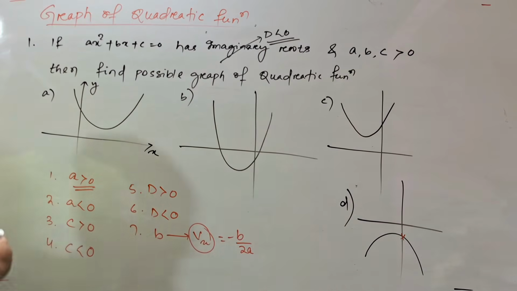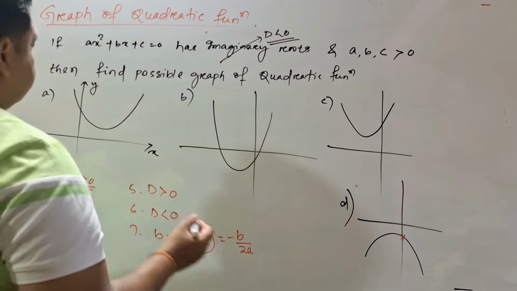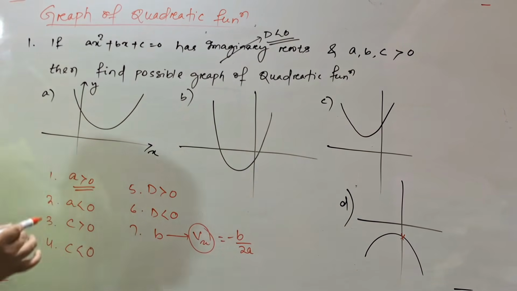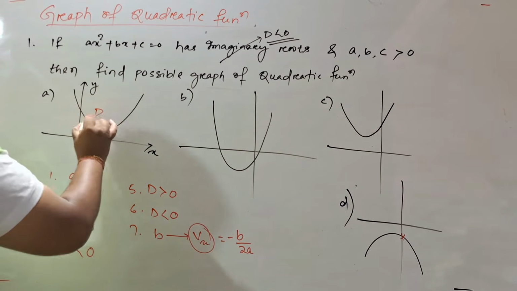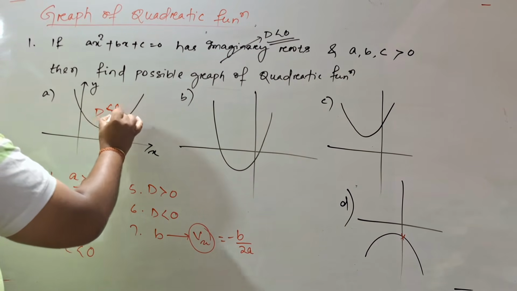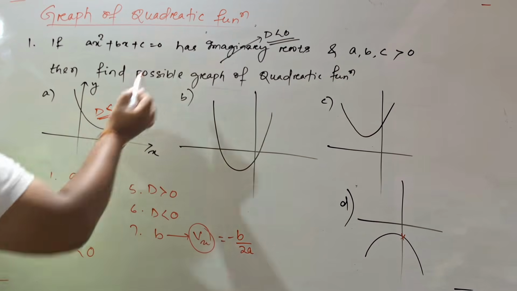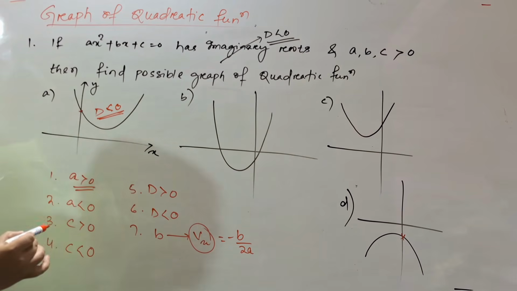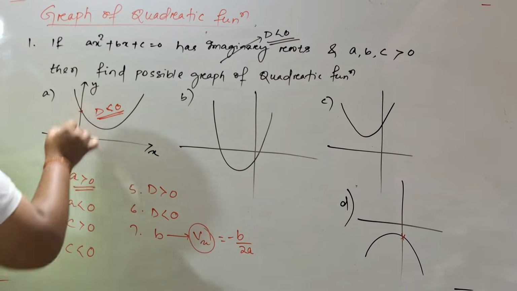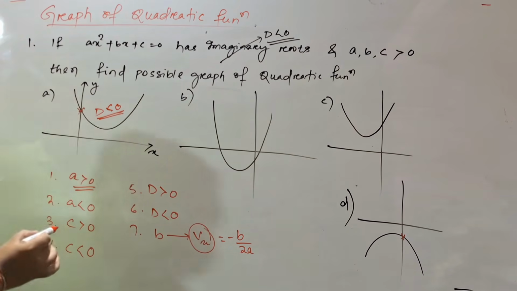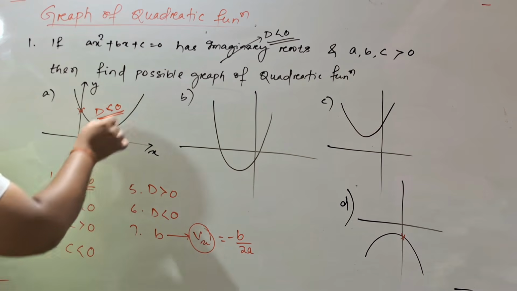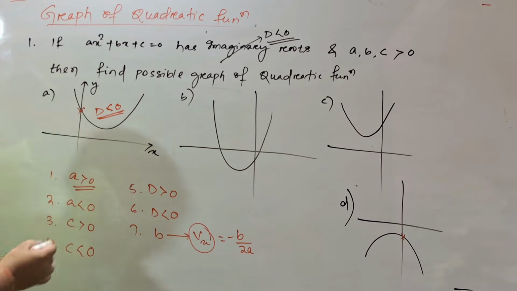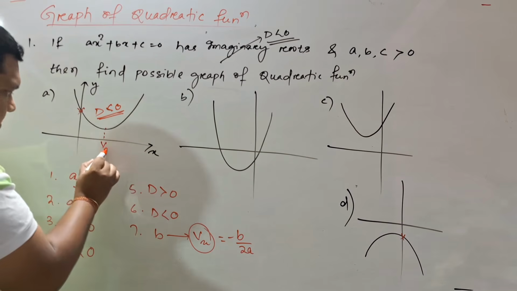And done. Now, which option is correct here? If I observe option A, here D is less than 0. D less than 0 means imaginary, which satisfies my condition. Here Y is positive, C positive. C means the parabola intersects the y-axis at a positive value. C positive means C greater than 0. A greater than 0. In this curve, upward facing, A greater than 0. But this is what? This is the vertex Vx.